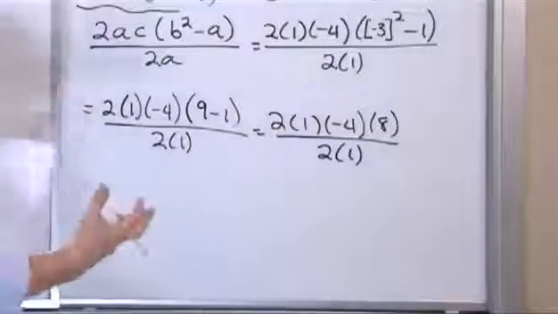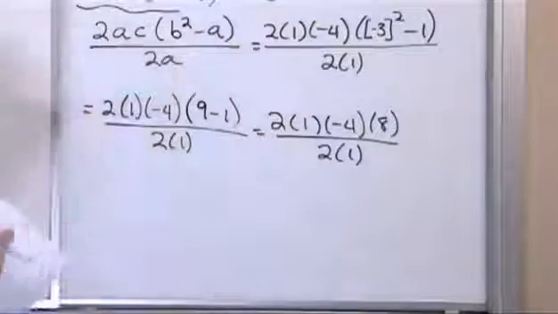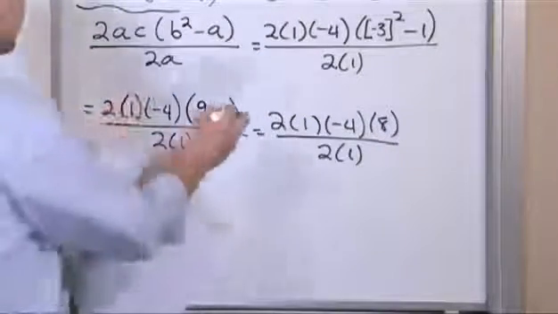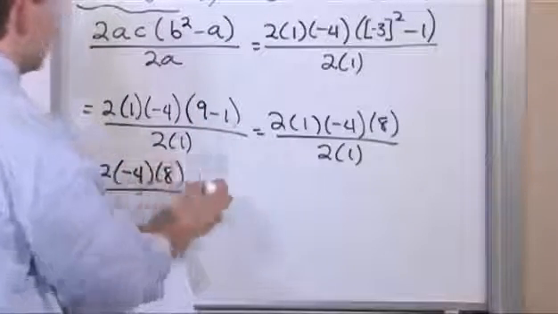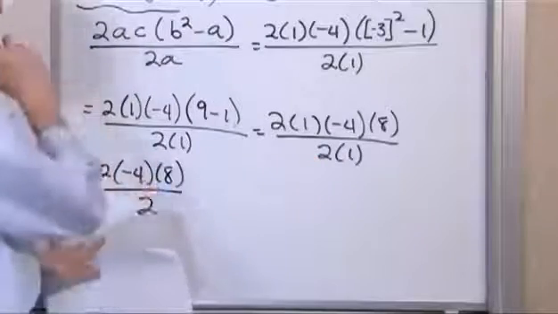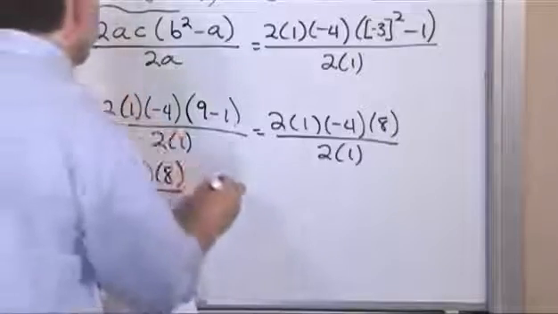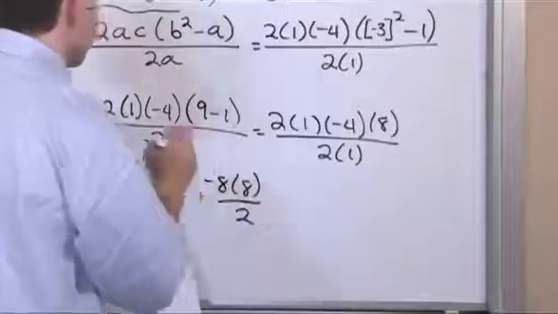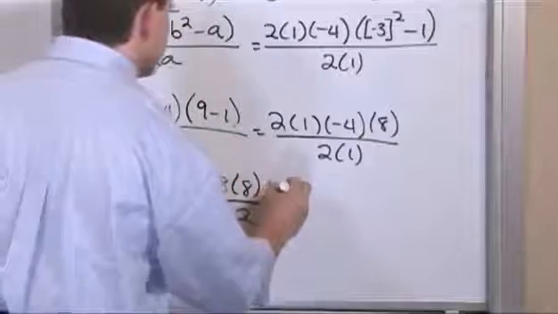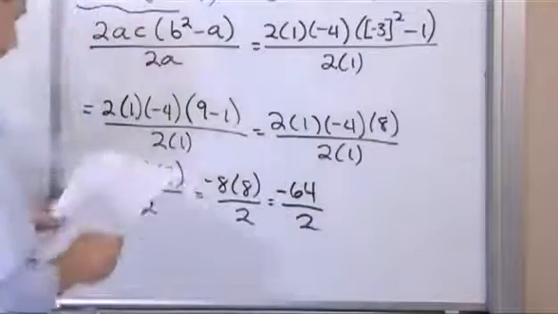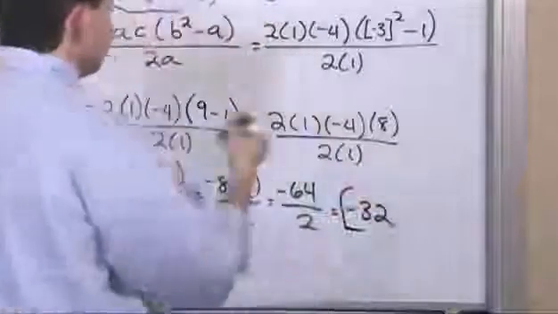Okay, now we can look at this as a fraction, and we can say, I'm still working on the top. I need to evaluate the top and the bottom separately. I've got a bunch of multiplication everywhere, so all I do is multiply. 2 times 1 is 2, times the negative 4 times the 8, and that's divided by, on the bottom, 2 times 1, which is 2. 2 times negative 4 is negative 8, times the 8 from here, over 2. Now we have negative 8 times positive 8, which is negative 64, divided by 2. And negative 64 divided by 2 is negative 32. This is the answer, negative 32.